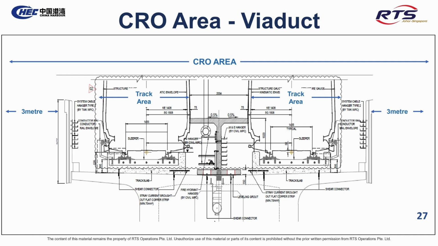Slide 27, CRO Area, Viaduct. This cross-section of the viaduct shows the CRO area covering the track area and extending 3 meters on both sides. All personnel working within this boundary must comply with CRO rules and safety protocols.